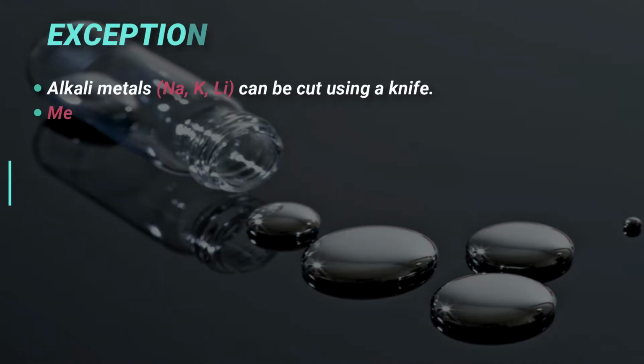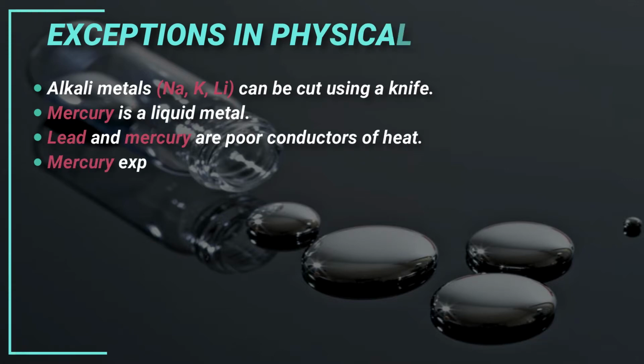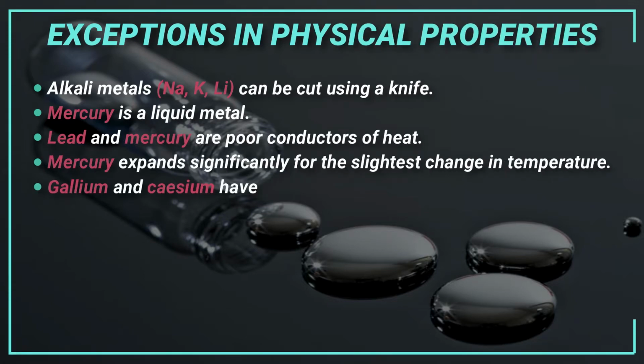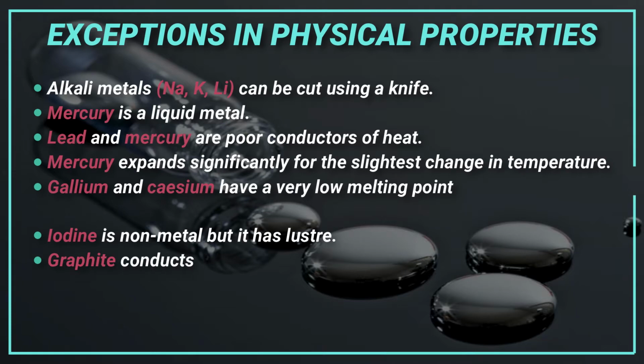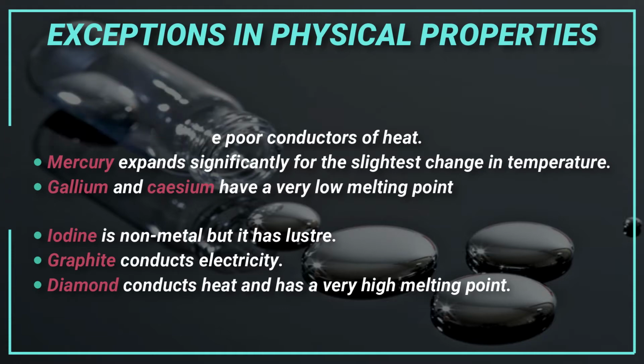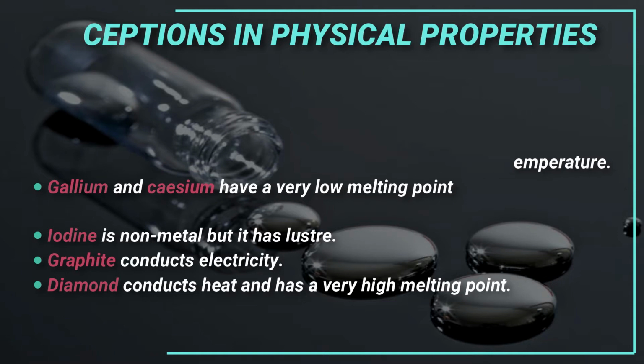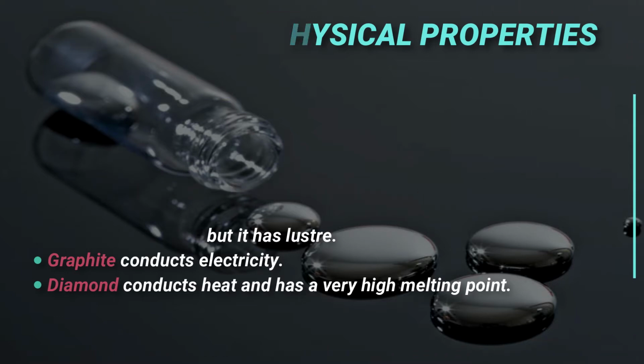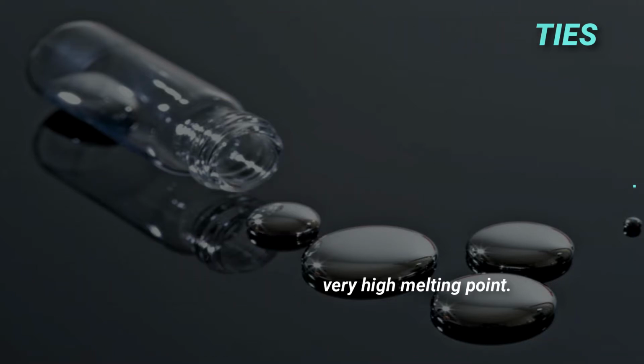Some exceptions in physical properties: alkali metals can be cut using a knife. Mercury is a liquid metal. Lead and mercury are poor conductors of heat. Mercury expands significantly for the slightest change in temperature. Gallium and cesium have a very low melting point. Iodine is a nonmetal but it has luster. Graphite conducts electricity. Diamond conducts heat and has a very high melting point.